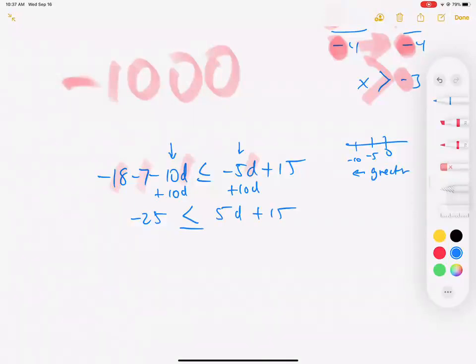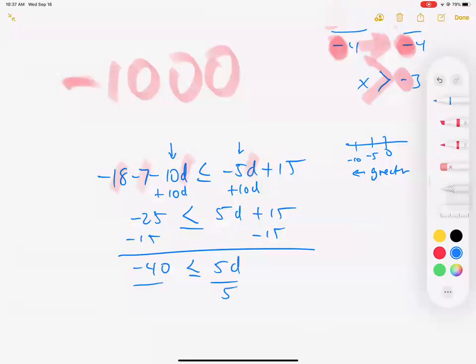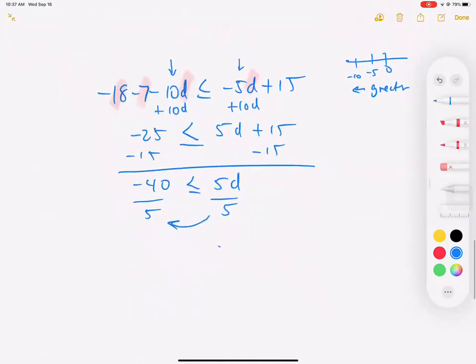Now this leads us to a two-step problem. Minus 15 on both sides. 25 and 15, I've done this so many times, it's going to be 40. And divide both sides by 5. My question here is, did we move over a negative? Did we divide over that weakness? No, we didn't.